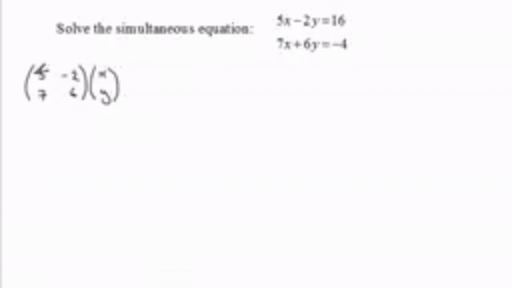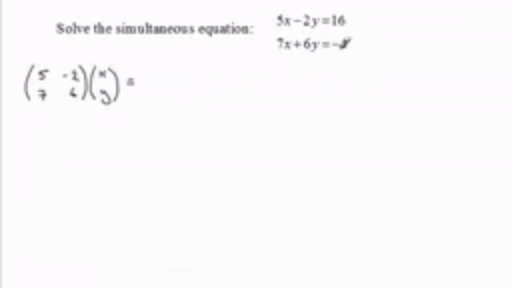And if you do it in the usual way, rows by columns, can you see that this generates 5x minus 2y. Look, 5 times x, and then we would do minus 2 times y. And for the bottom row times this column here, we'd have 7 times x plus 6 times y, generating this part of the second equation.